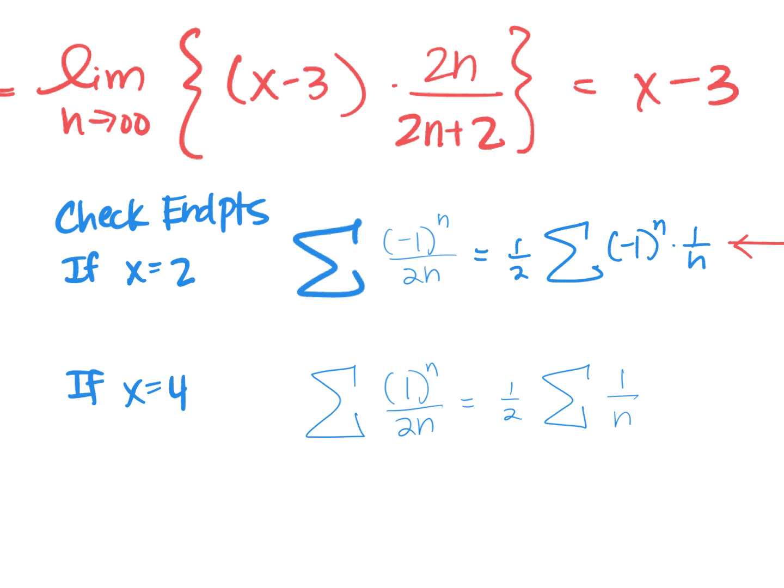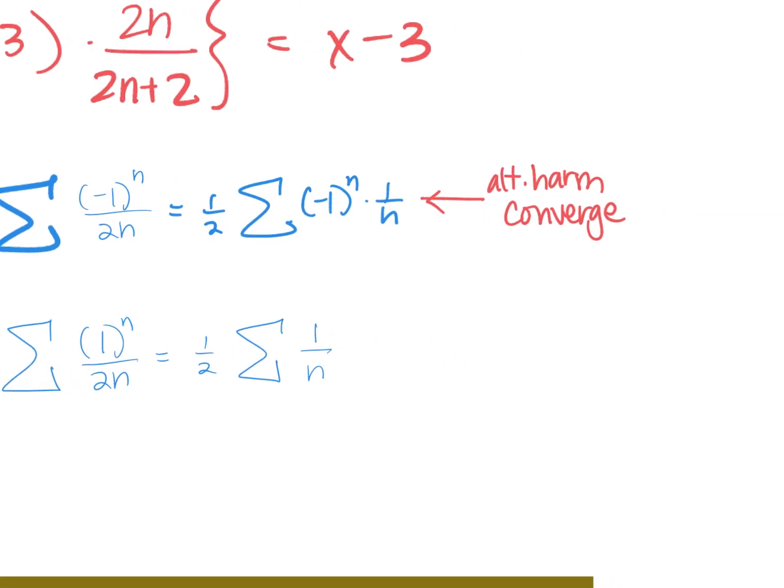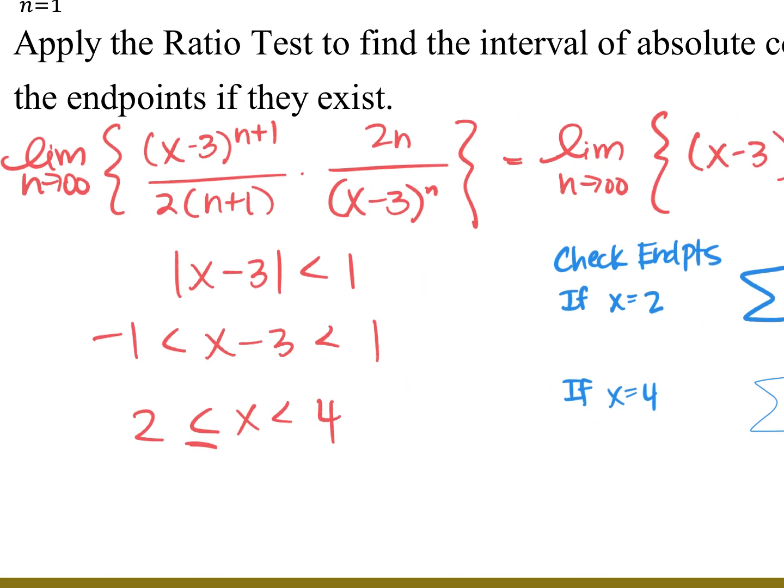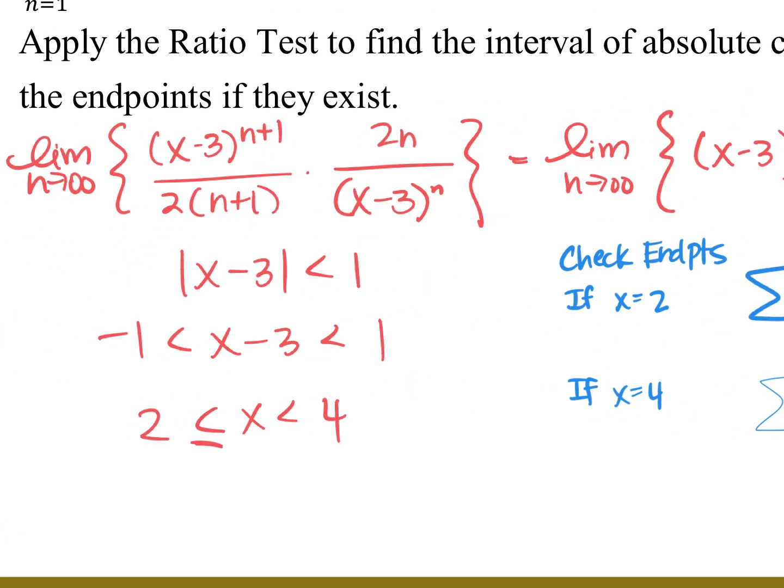So that no longer has the property of being alternating. So what kind of series is that? Regular harmonic. And what do regular harmonics do? They diverge. So we do not include 4. So our final answer of the interval of convergence is 2 inclusive, but 4 not inclusive.